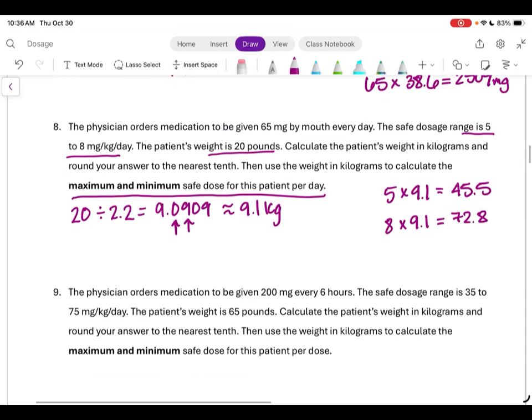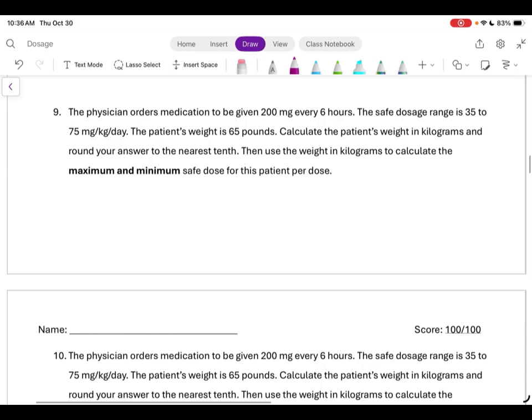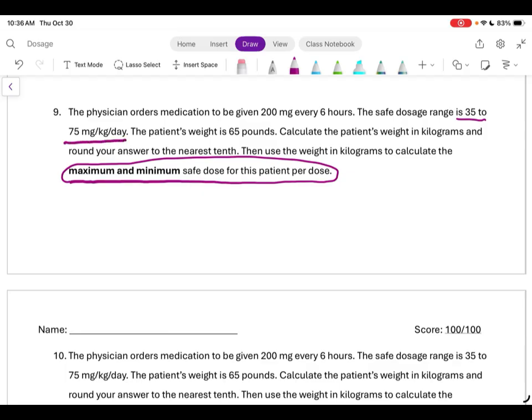All right, let's go ahead and move on. The next 3 questions look very similar, but be careful when you're reading, because now we're going to do maximum and minimum safe dose per dose. Not per day, but per dose. But the range that I give you is still listed as per day. So we're going to have to do some extra math here to figure out how we get it per dose.